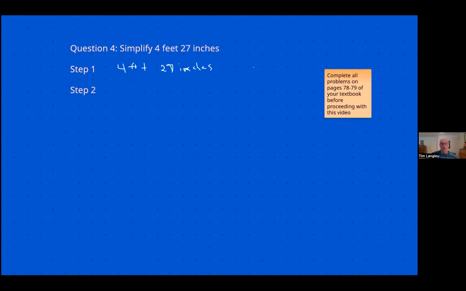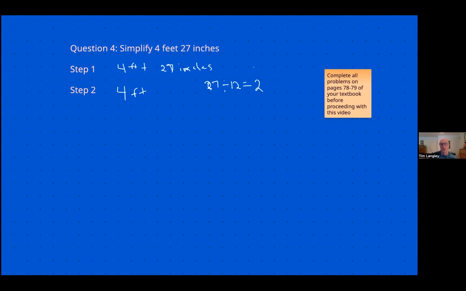Now I'm going to look at 27 inches. I know that 1 foot is 12 inches, right? So how many times does 12 go into 27? 12 goes into 27 2 times because 2 times 12 is 24. If you don't know your times tables in your head, you should. But if you don't, you could use a calculator: 27 divided by 12. What you're going to get is it goes in 2 times, and then there's a remainder. There's something left over. Okay.